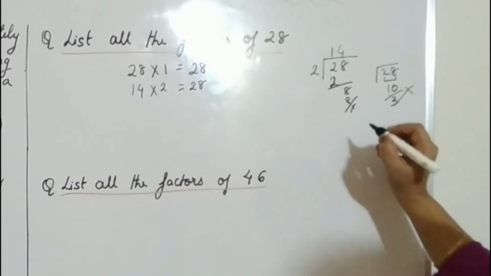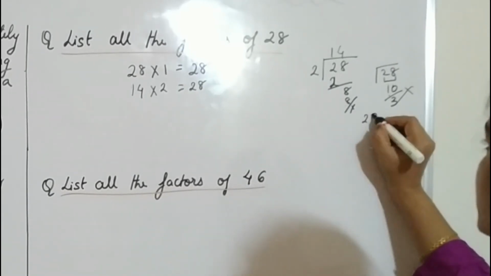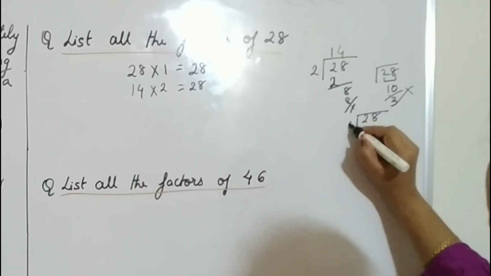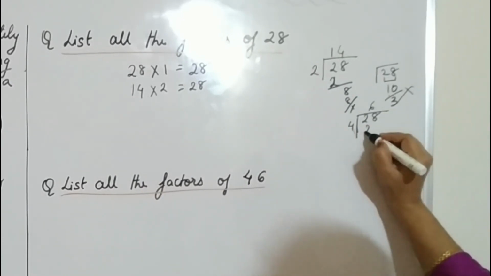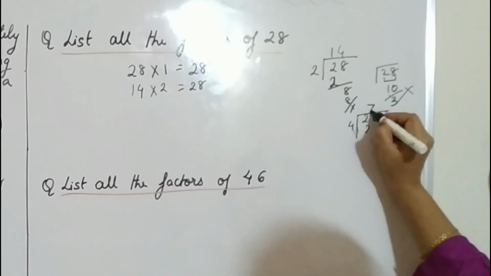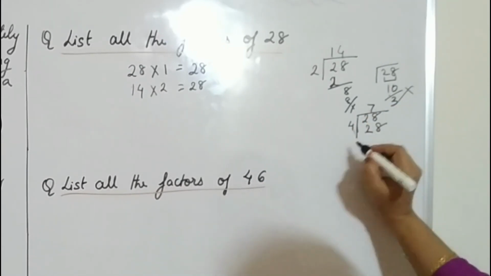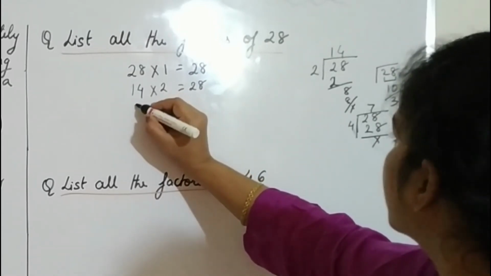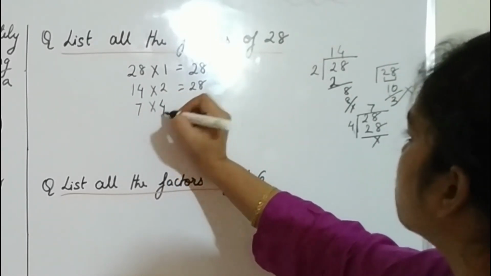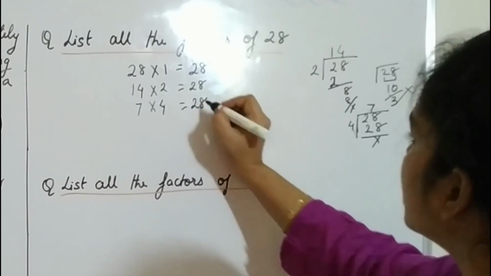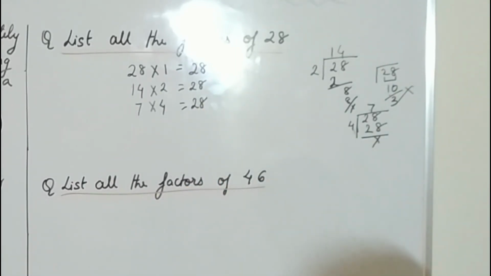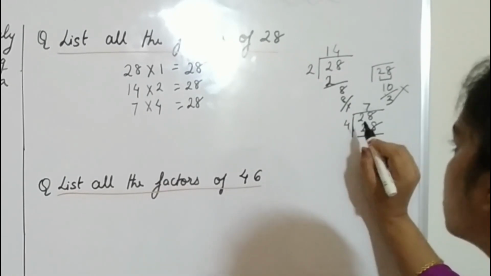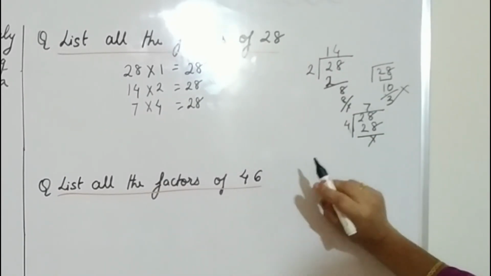No. Now we will see with 4. It can be divided by 4 since it is an even number. 4 7s are 28. So it is divided by 4. So we can write 7 into 4 is equal to 28. And then 8 we can see. It cannot be divided by 8 because in the table of 8, 28 is not coming.